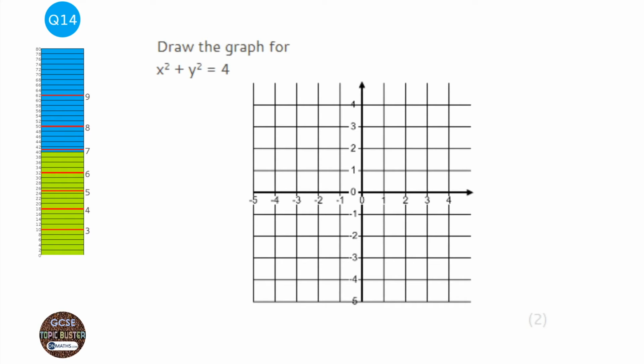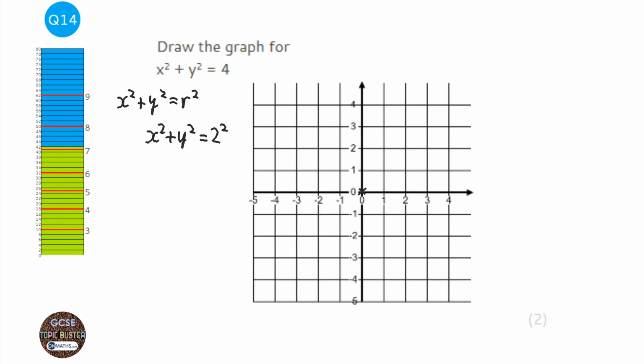Okay, so for this question, understanding of the formula of a circle is critical. So formula of a circle is x squared plus y squared equals r squared. So it looks very, very similar to the equation given to us here. So if I rewrite the equation given to us, and instead of 4 I write 2 squared. Okay, and that's a perfect match for the equation of the circle. So we've got a circle with radius 2.